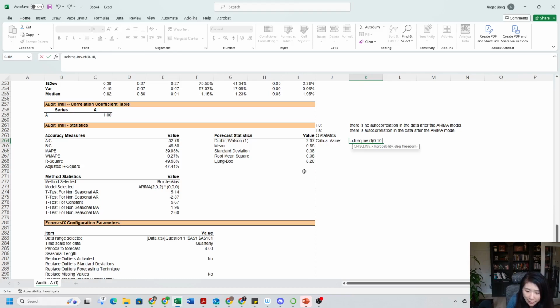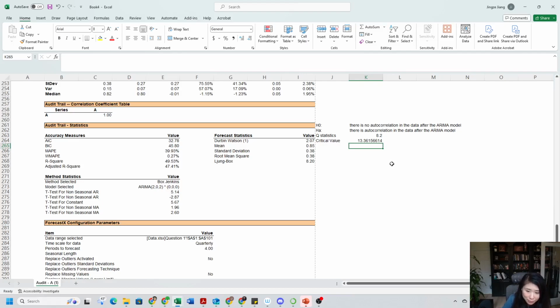How can we adjust the lags? By default, we're going to use 12. So M equals 12, P equals 2, and Q equals 2. So it will be 12 minus 2 minus 2, and that becomes my degrees of freedom. Then I close the parentheses, and we receive the value 13.36.